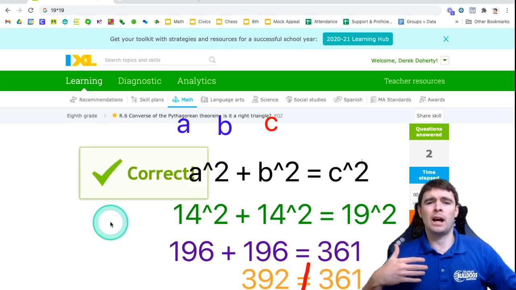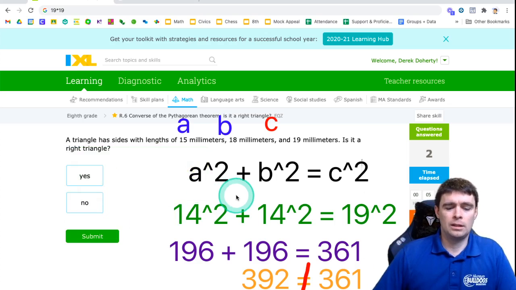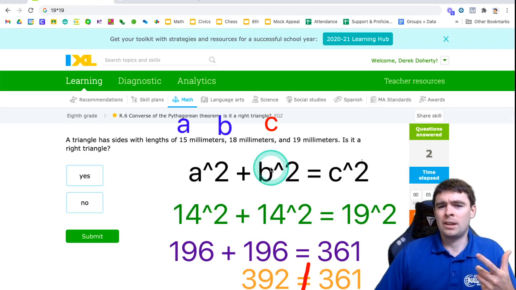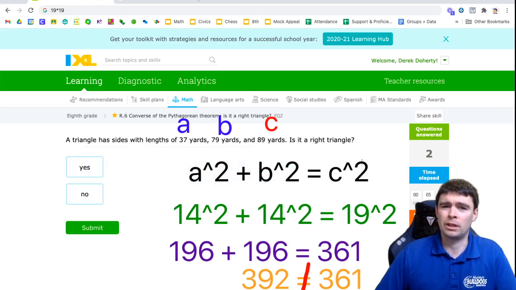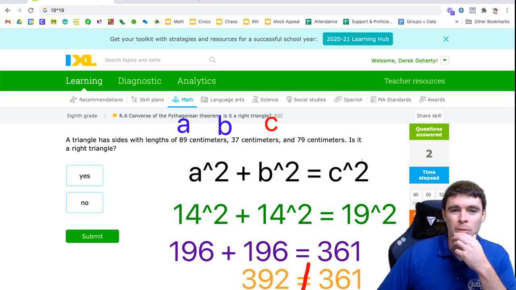I do promise you, IXL will give you some where it does work out to be a right triangle, but you're just going to run the same process the whole time. I'm going to skip around and hopefully bounce into one where this formula really would work. 37, 79, 89. No idea, to be honest, so I'm going to skip ahead to an even more difficult one. We'll do it out and we'll see if it happens to work. Okay.